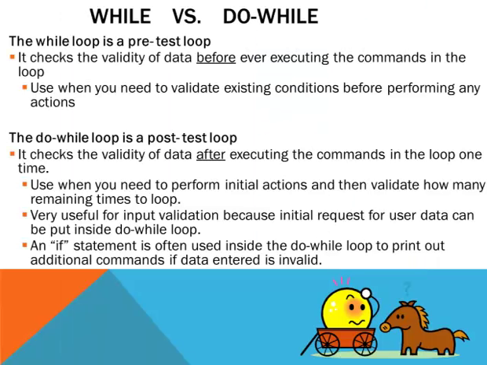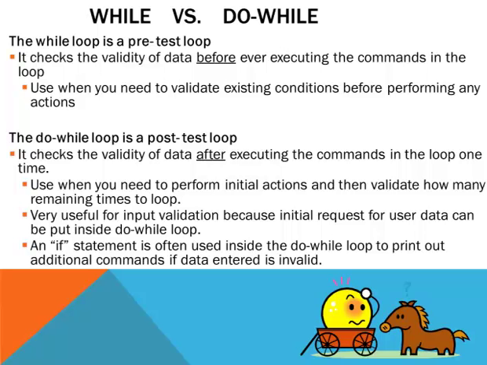While versus the do while. The while loop is a pretest loop. It checks the validity of data before ever executing the commands in the loop. Used when you need to validate existing conditions before performing any actions. The do while loop is a post-test loop. It checks the validity of data after executing the commands in the loop one time. Used when you need to perform initial actions and then validate how many remaining times to loop.